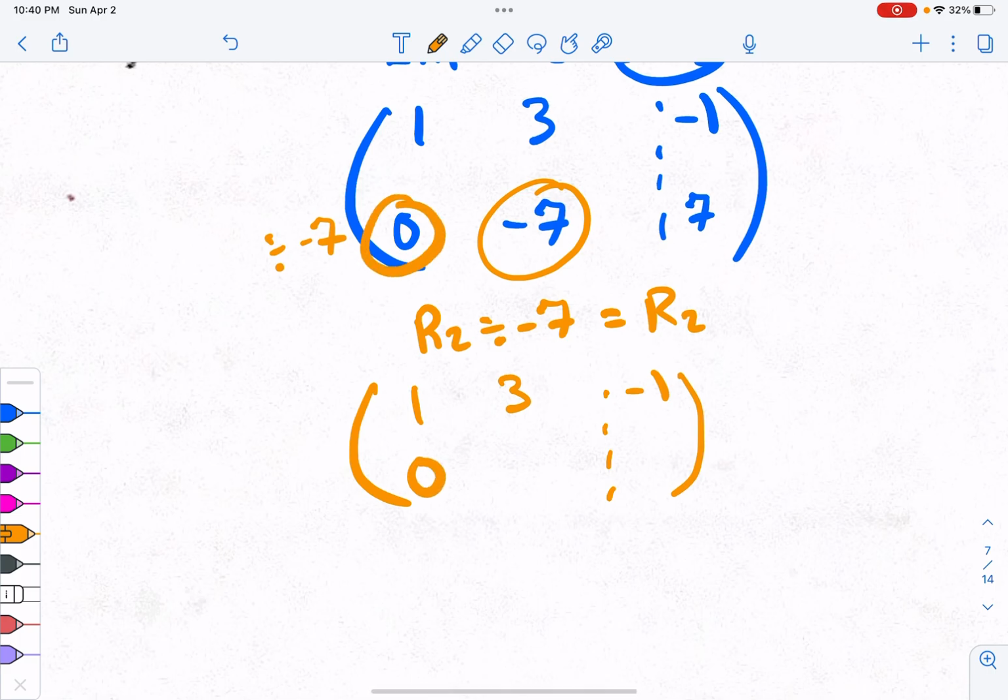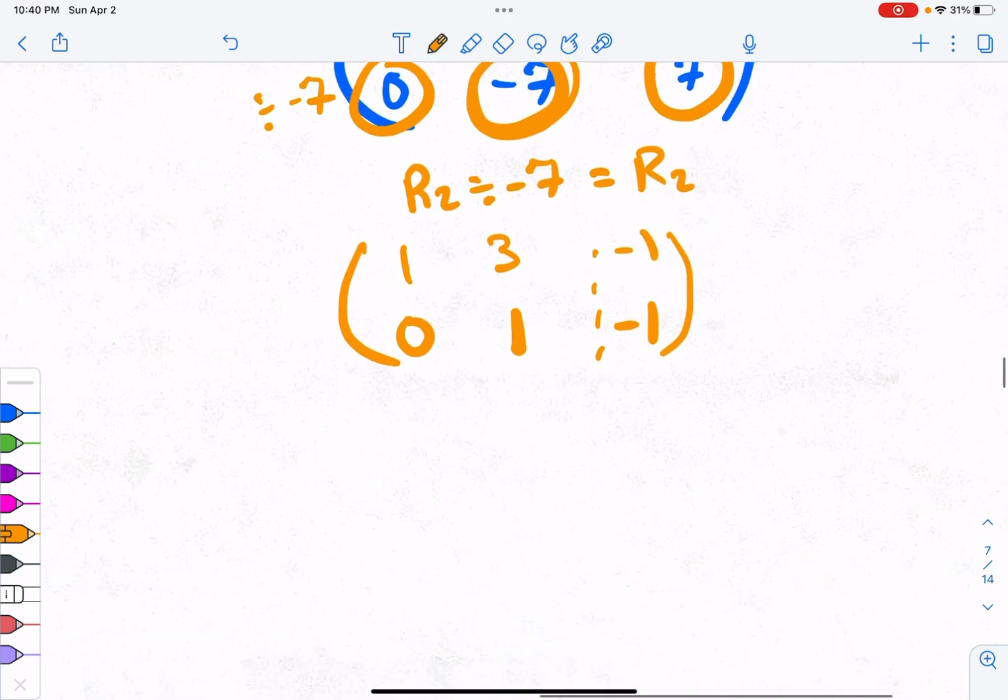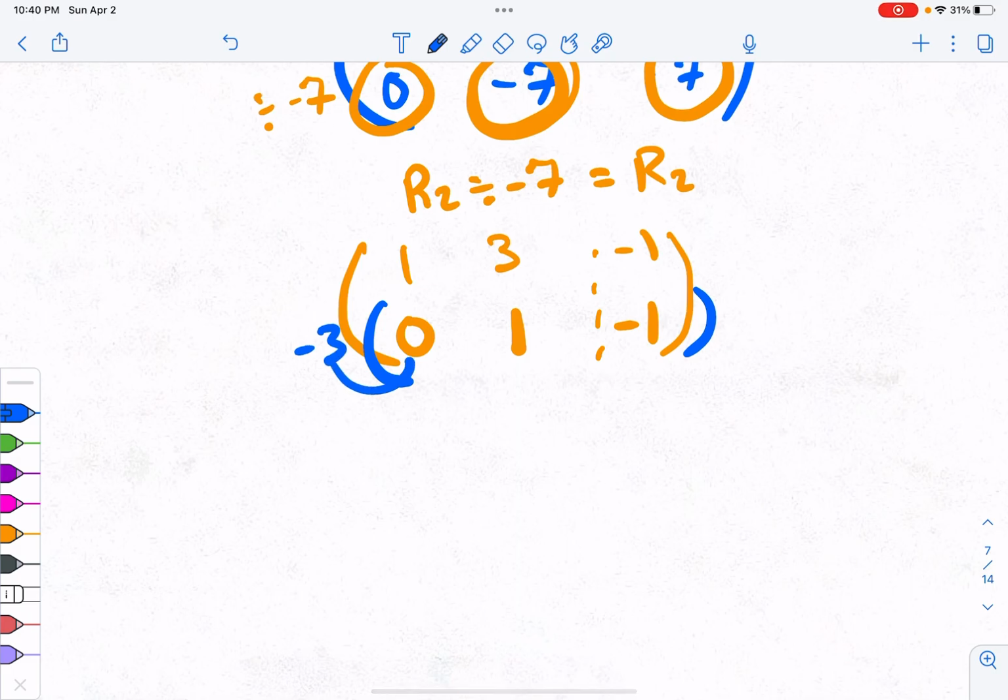So 0 divided by -7 is 0. -7 divided by -7 is 1. And 7 divided by -7 is -1. Okay? And now we are very, very close. We just need to get this guy to be a 0. So to get him to be a 0, I'm going to multiply this bottom one by -3.